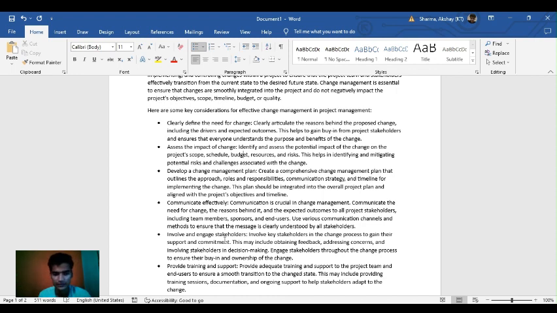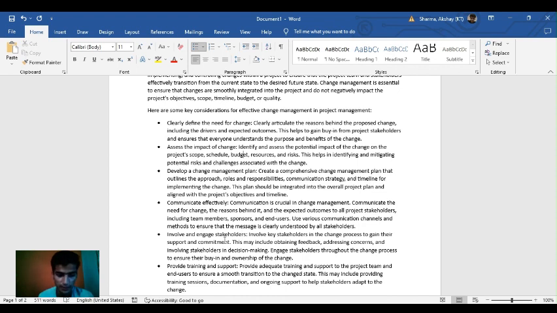Second thing is to assess the impact of the change. So we have to identify and assess the potential impact of the change on the project scope, schedule, budget, resources, and the risks. This helps in identifying and mitigating the potential risks and challenges associated with the change.